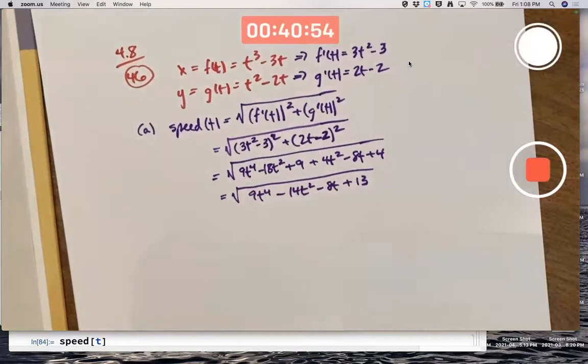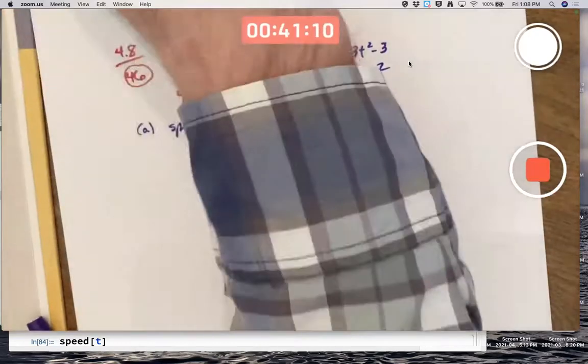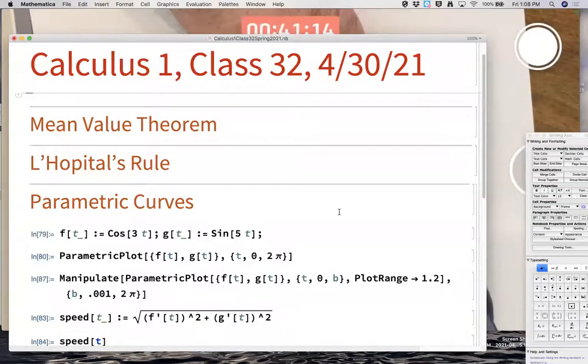Look good? Anybody see a mistake anywhere? I think it's good. That's the speed. It's not clear that that's ever 0 just by looking at it. Let's confirm it does equal 0 somewhere with Mathematica.